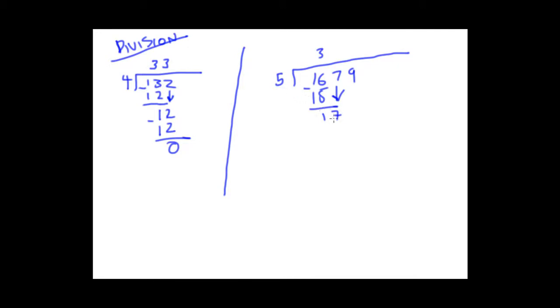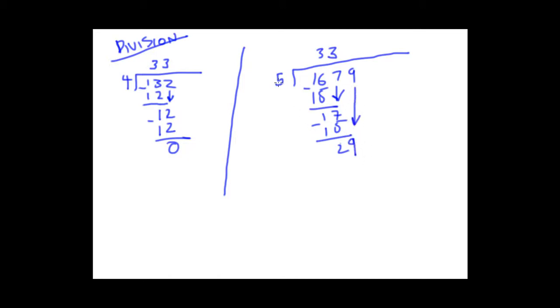How many times does 5 go into 17? Again, 3 times, because if we go 4 times, it's going to be 20, which is too big. So we're going to put 15, subtract again. 17 minus 15 equals 2. And then we're going to drop the 9.